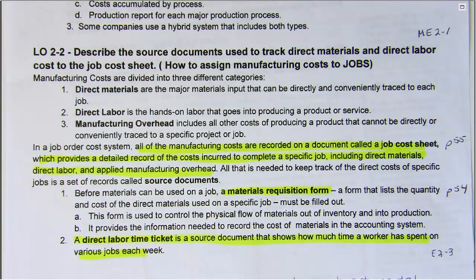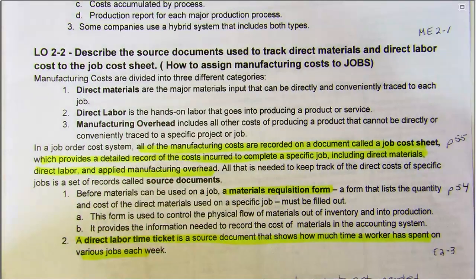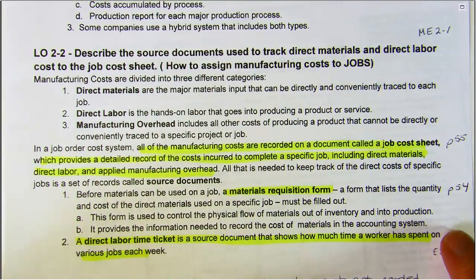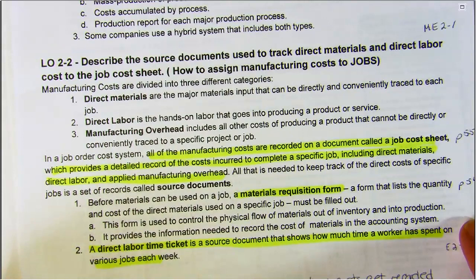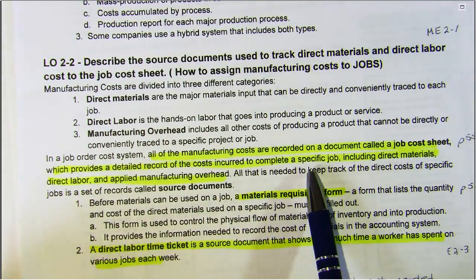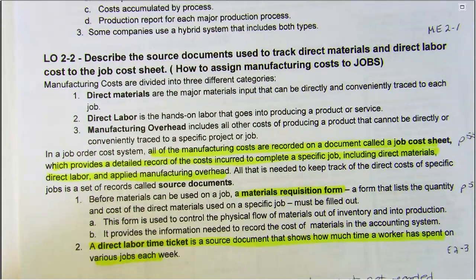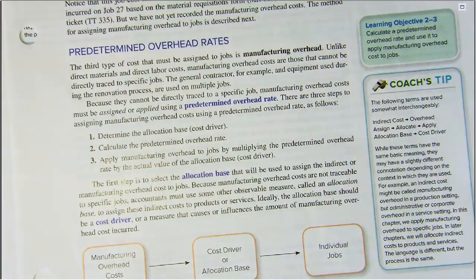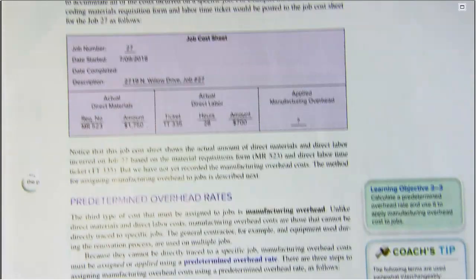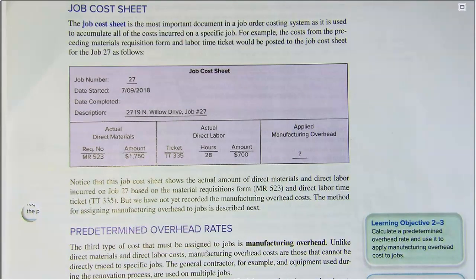Okay, in a job order cost system, all of the manufacturing costs are recorded on a document called the job cost sheet, which provides a detailed record of the costs incurred to complete a specific job: the direct materials, direct labor, and applied manufacturing overhead. Let's take a look at what those look like. Here's an example of a job cost sheet.